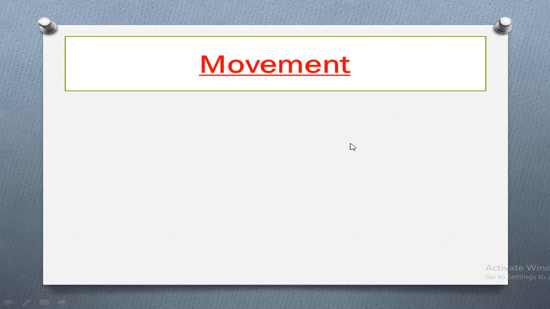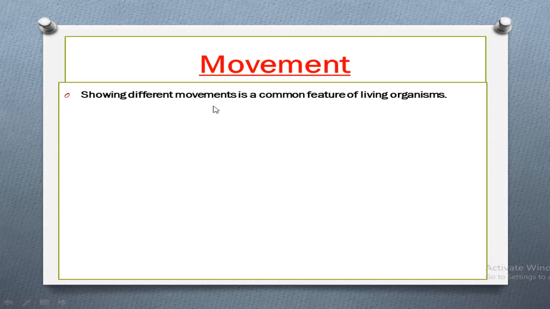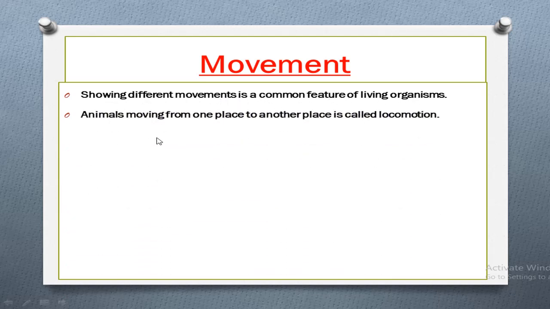Movement is also a common feature of living organisms. Showing different movements is a common feature of living organisms. Next one. Animals moving from one place to another place is called locomotion. All animals show different movements.